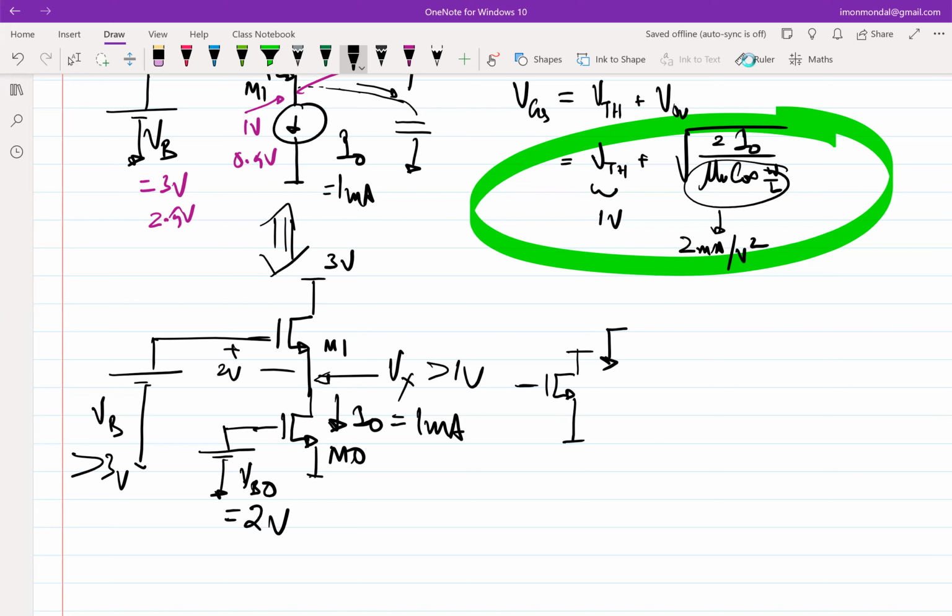Let's say I double the size of M1, right? If W by L was 10, I make it 20. Will the current in this stack change? Will the DC current through M1, M0 change? With this arrangement, it will not. Why not?